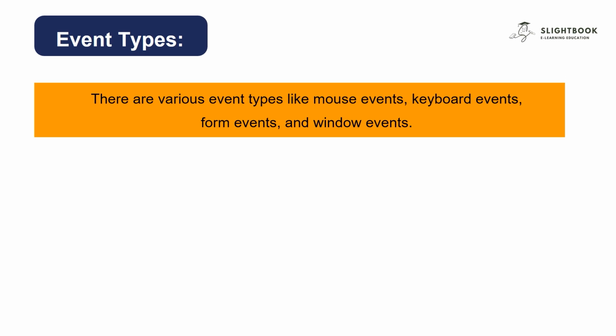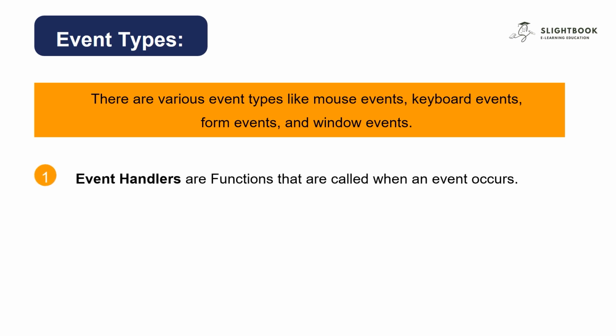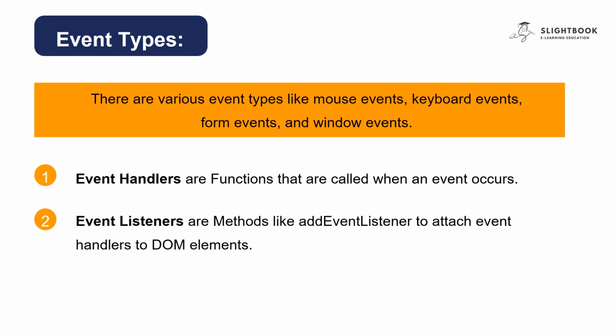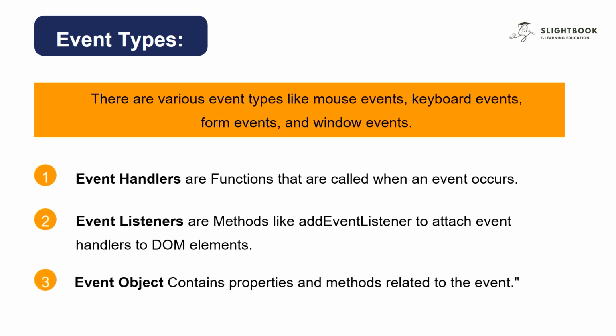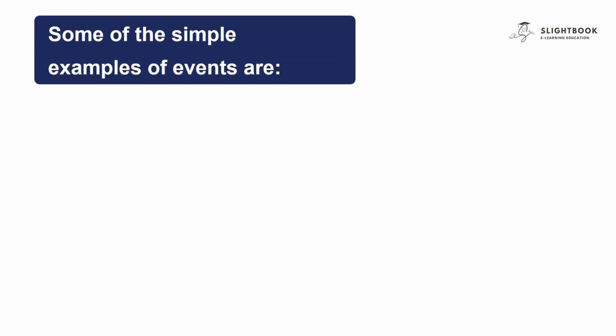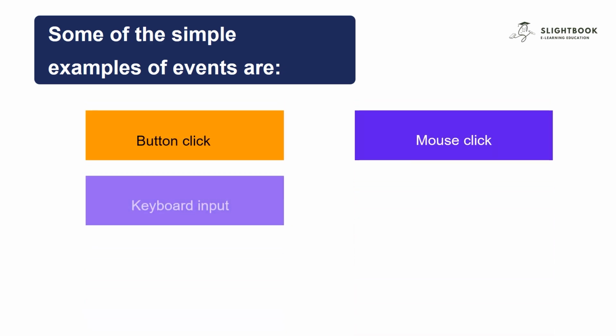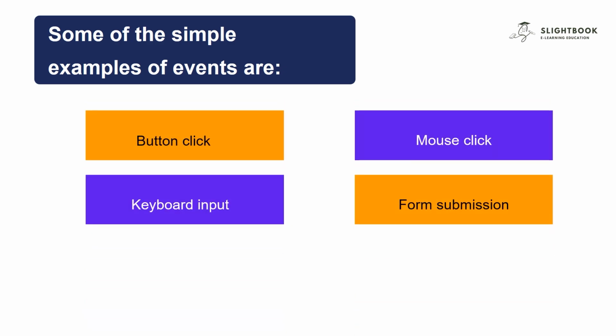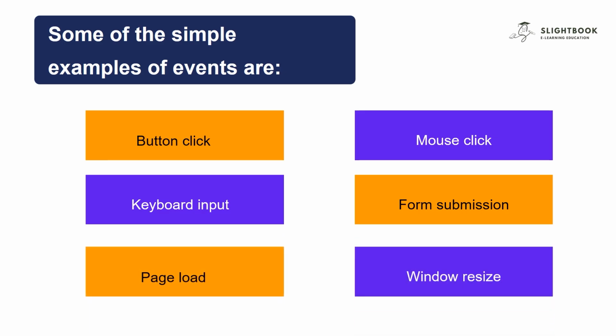There are various event types like mouse events, keyboard events, form events, and window events. Event handlers are functions that are called when an event occurs. Event listeners are methods like addEventListener to attach event handlers to DOM elements. Event objects contain properties and methods related to the event. Some simple examples of events are button click, mouse click, keyboard input, form submission, page load, window resize.